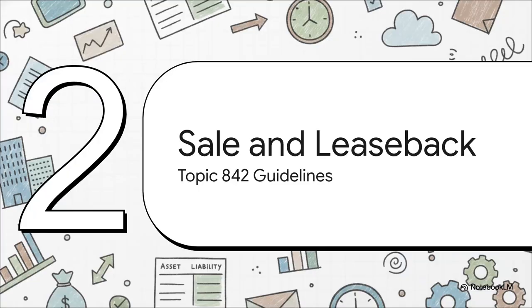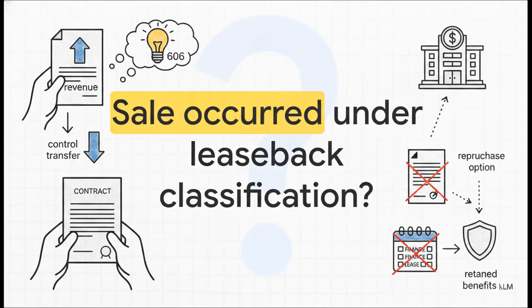Finally, let's pivot to Section 4, Sale-and-leaseback transactions. This is a critical edge case that trips up candidates all the time. It happens when a company sells an asset they own to a buyer and then immediately turns around and leases that exact same asset back from them. To accurately solve one of these, you actually don't start with lease accounting. You start with revenue recognition. You have to ask one pivotal question. Has control transferred to the buyer under ASC 606?